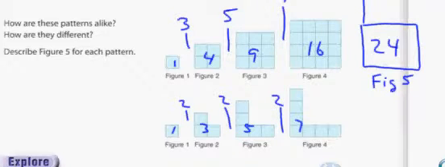Alright, so what would figure 5 look like? Figure 5 should be some kind of a block. Well, that's not a very good square, is it? It should be something like that with 9 squares in it, because that's an increase of 2 again. Alright, that would be figure 5.